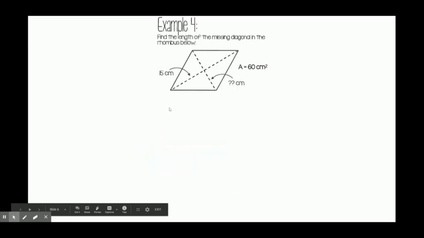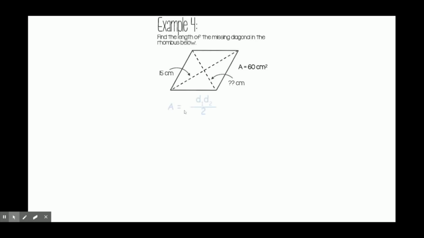For our final example, we've got a rhombus. So we need to find the missing diagonal, which is this one right here. We're going to start by, again, writing the area of a rhombus formula. Area equals diagonal 1 times diagonal 2 divided by 2. Let's fill in our missing information. Do we know the area? We do. It's 60. So replace A with 60. Do we know diagonal 1? We do. It's 15. So we replace diagonal 1 with 15. Do we know diagonal 2? We don't, so we're going to leave it as D. And we're going to bring down the divided by 2 over here.